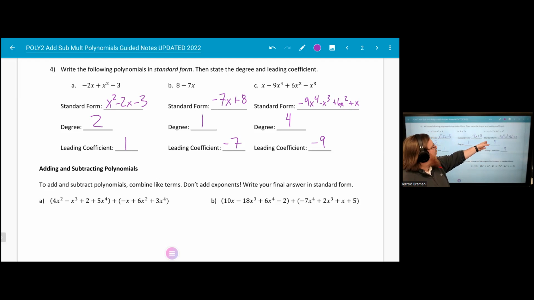In letter C, we've got something, an x to the 4th, to the 3rd, to the 2nd, and to the 1st power, so I rearrange that in standard form. Negative 9x to the 4th minus x cubed plus 6x squared plus x. So I've taken care of putting those in descending order. The largest degree that I have is to the 4th power. That's my biggest exponent. And my leading coefficient, what's my coefficient of the leading term, is negative 9. I have negative 9x to the 4th. All right.